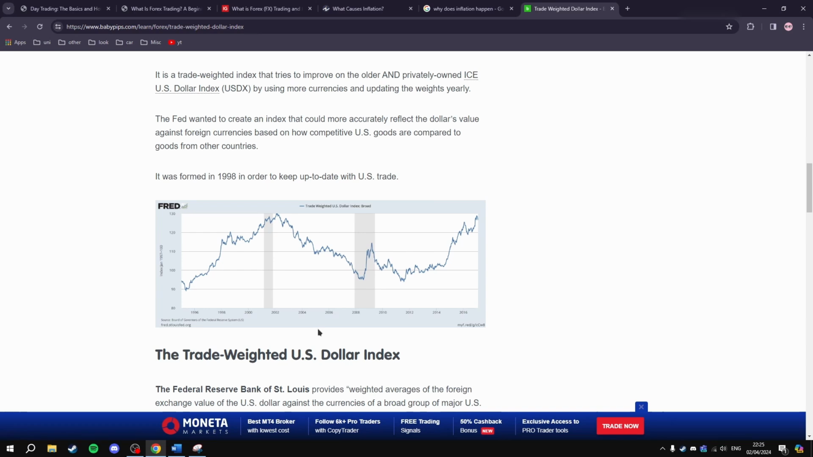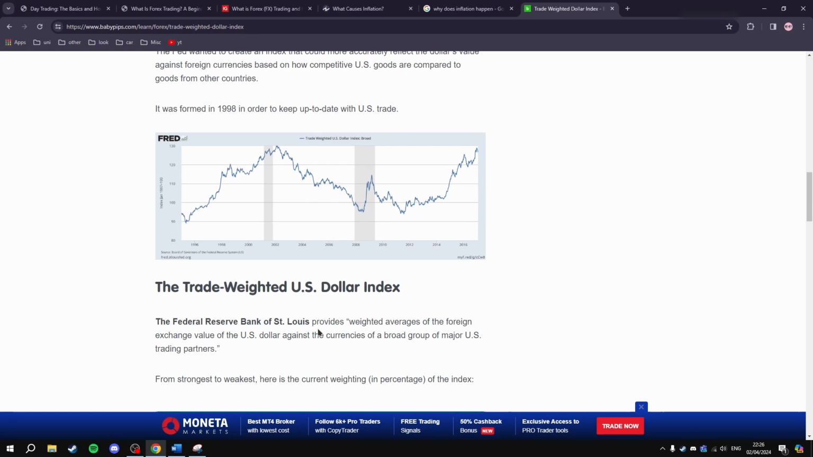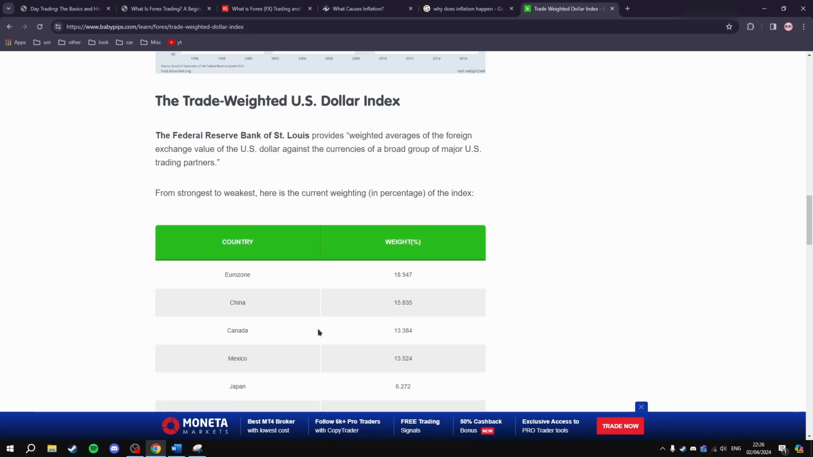The Fed wanted to create an index that could more accurately reflect the dollar's value against foreign currencies based on how competitive US goods are compared to goods from other countries. It was formed in 1998 in order to keep up to date with US trade. The Federal Reserve Bank of St. Louis provides weighted averages of the foreign exchange values of the US dollar against the currencies of a broader group of major US trading partners.